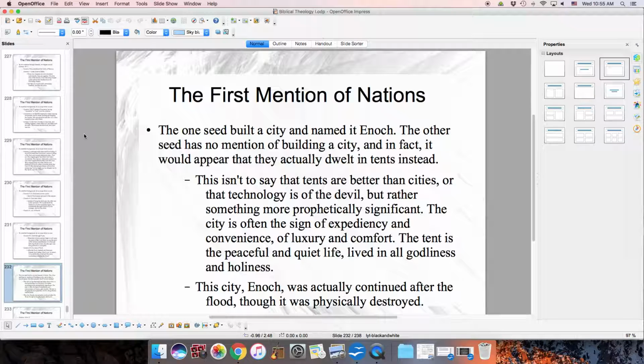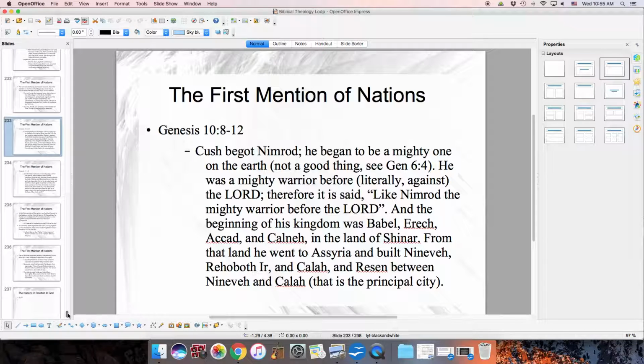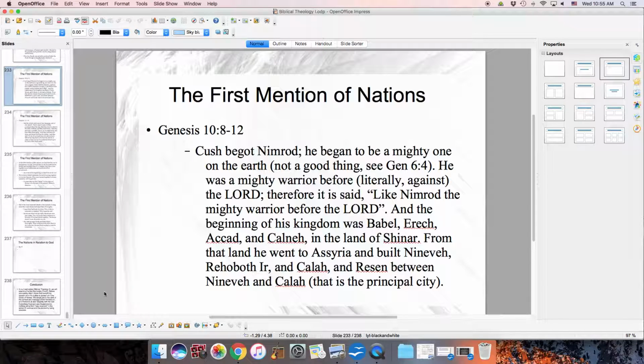This city, Enoch, was actually continued after the flood, though it was physically destroyed. And that's what I want to get at here with the first mention of nations. In Genesis 10:8-12, I'll read it here. Cush begot Nimrod. He began to be a mighty one on the earth. And you can see I have a reference here to Genesis 6:4. This is not a good thing, by the way.